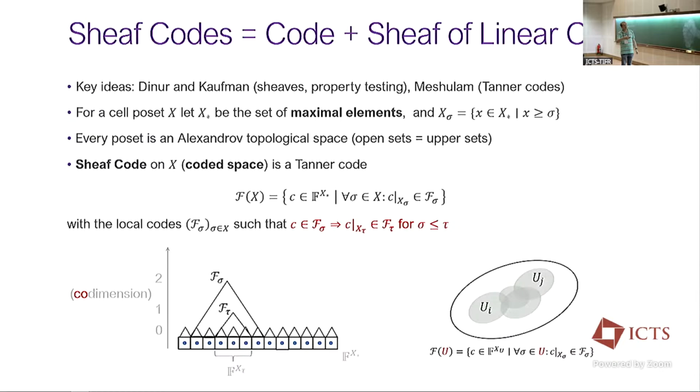I call it codimension 0. Then we have maybe some larger local codes, and so on. And we have this property, which is important here, that if we restrict every code word from the large local code to the subset that corresponds to the local code, then we get a code word from this local code.